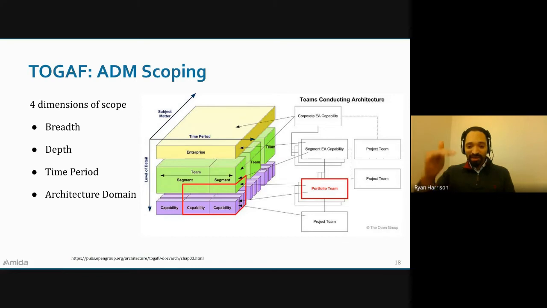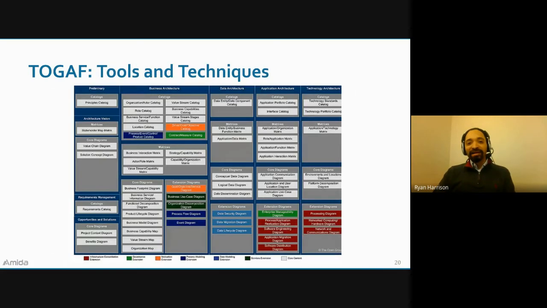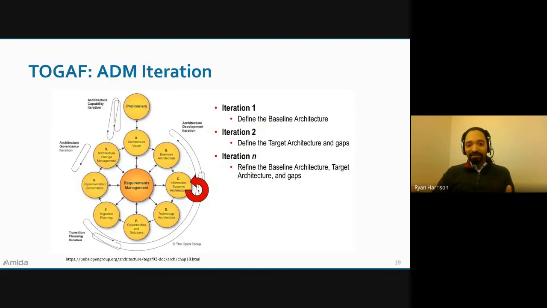In terms of depth, you have enterprise, segment, and capability, so you can clarify what are we talking about? Are we talking about a capability for one system? Are we talking about a segment that's going to cross multiple systems and that's going to be reused? Are we talking about an enterprise strategy that then has to be decomposed into segments? So it's really about vocabulary and language. And finally, for the ADM, you don't have to go around the entire cycle.